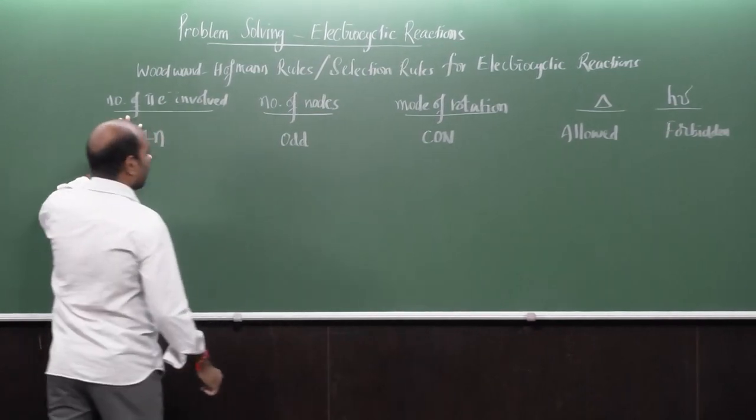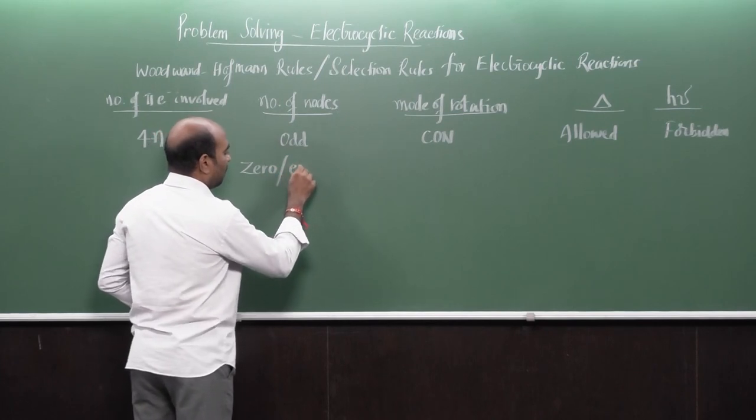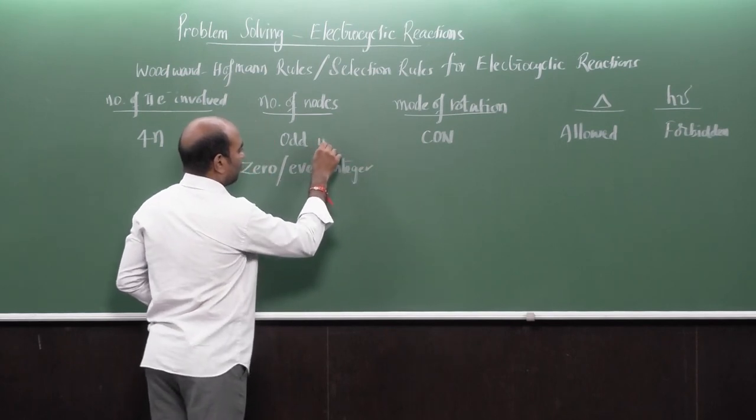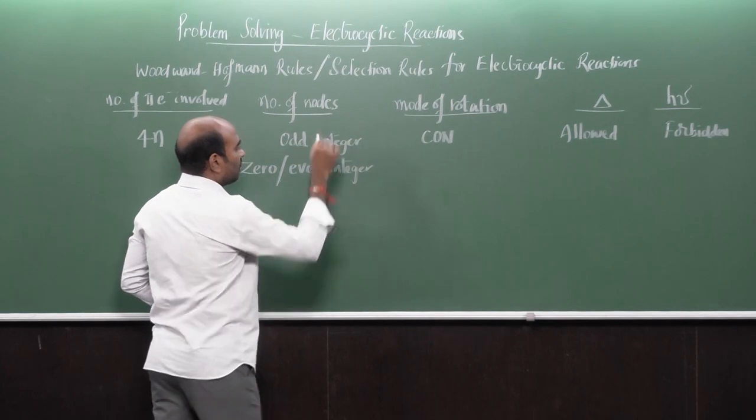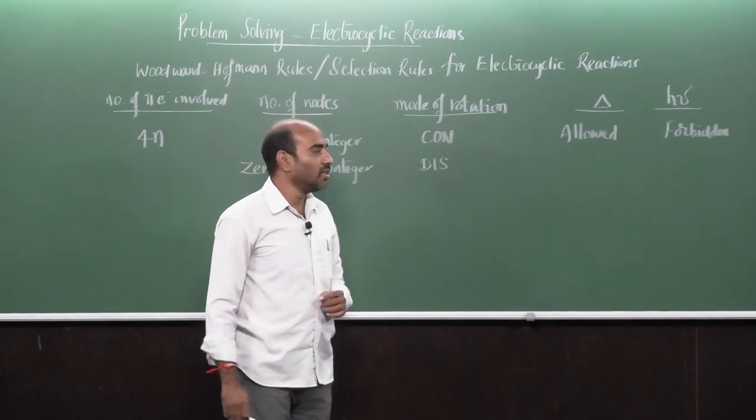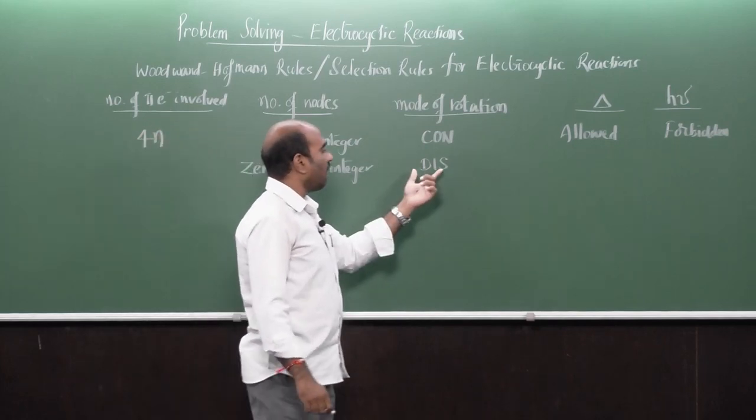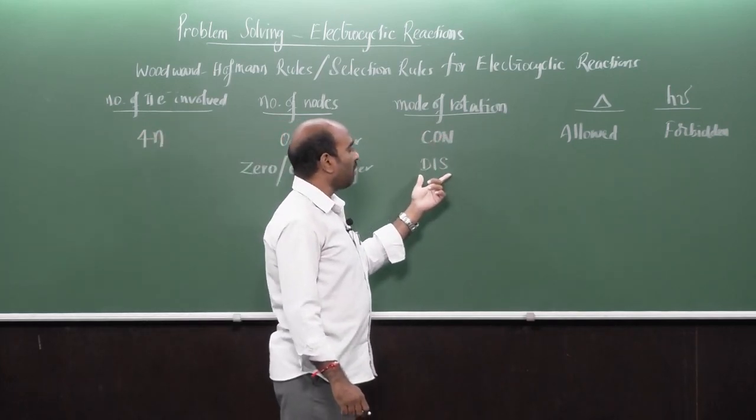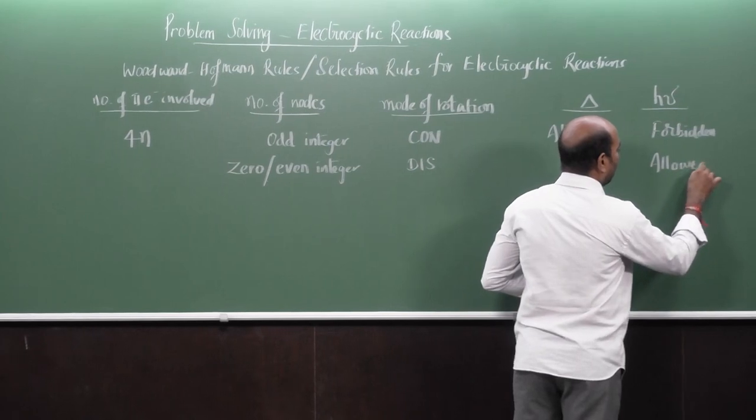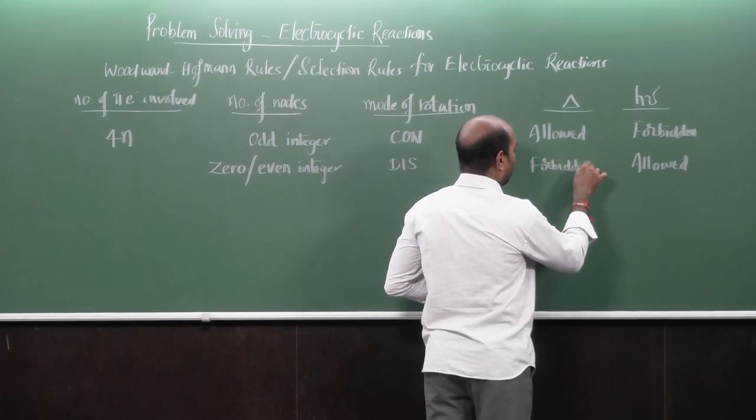For the same 4n electron system, if the number of nodes is either 0 or an even integer, then dis mode of rotation is allowed. So for a 4n electron system with zero nodes or an even number of nodes, dis mode has to be performed, and while performing the dis mode, it is observed that it is allowed in the photochemical condition, whereas forbidden in the thermal condition.